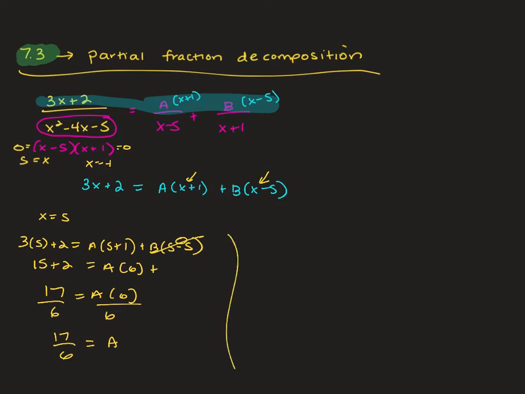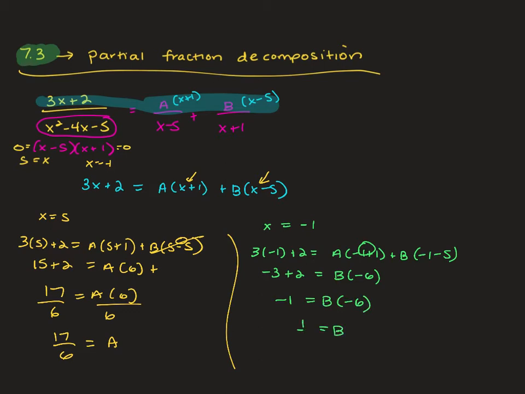Then I repeat that for b. So I'm going to plug in negative 1 this time. 3 times negative 1 plus 2 equals a, negative 1 plus 1 plus b, negative 1 minus 5, negative 3 plus 2, which is negative 1, equals, this time the a cancels, b times negative 6, and then I get b is negative 1 over negative 6, or positive 1/6.